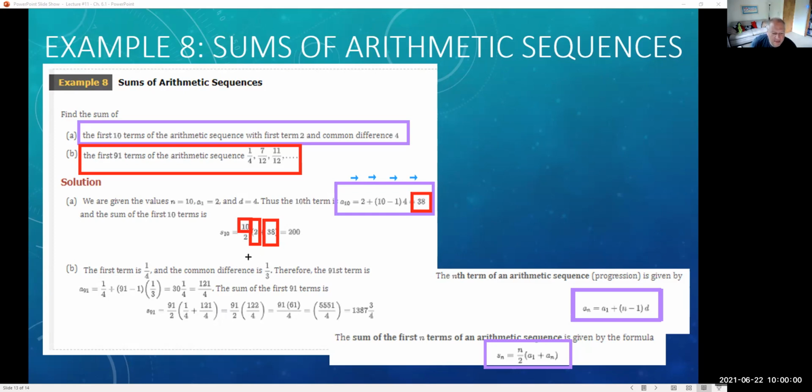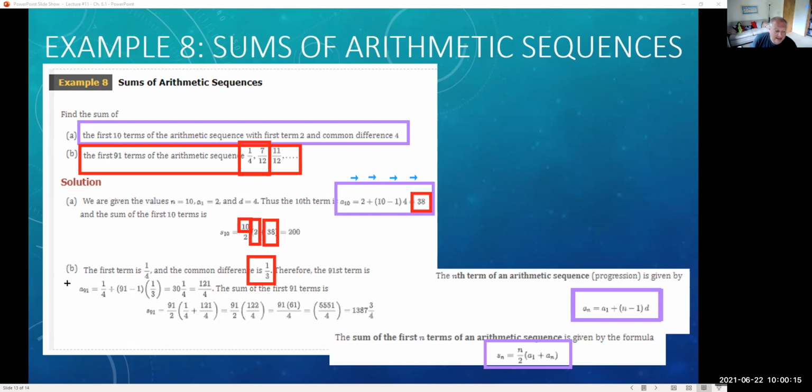The common difference is going to be 1/3. And the reason why is because if I take any of these two consecutive fractions and subtract them, I'm going to get 1/3 as a result, meaning 1/4 plus 1/3 gives 7/12. 7/12 plus 1/3 will give the 11/12, and so on.